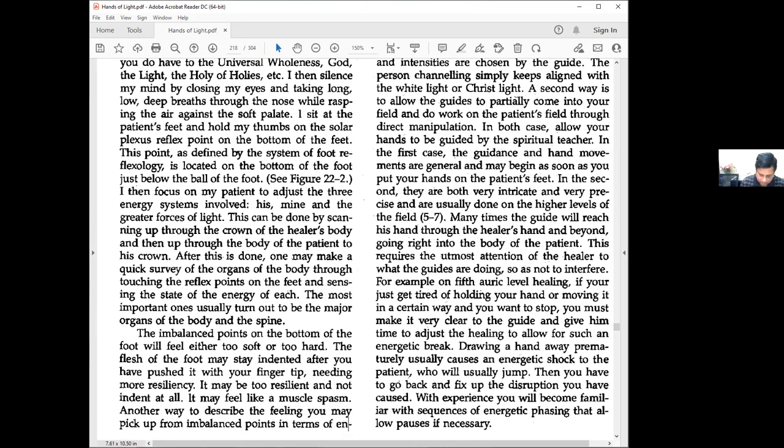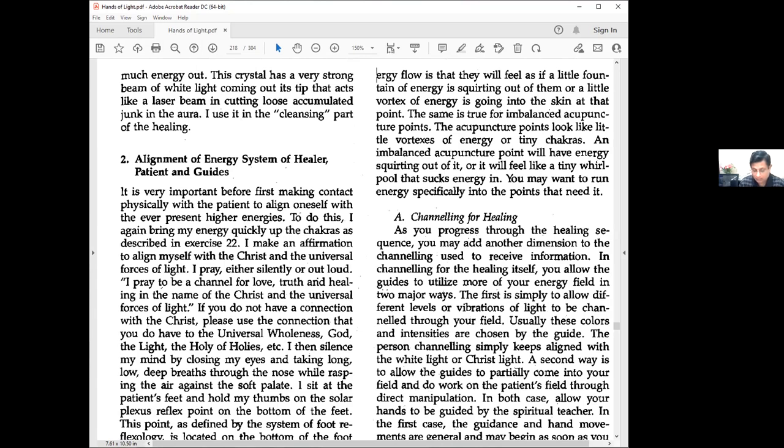Another way to describe the feeling you may pick up from the imbalance points in terms of energy flow is that they will feel as if a little fountain of energy is squirting out of them, or a little vortex of energy is going into the skin at that point. The same is true for imbalanced acupuncture points. The acupuncture points look like little vortices of energy or tiny chakras. An imbalanced acupuncture point will have energy squirting out of it, or it will feel like a tiny whirlpool that sucks energy in. You may want to run energy specifically into the points that need it.